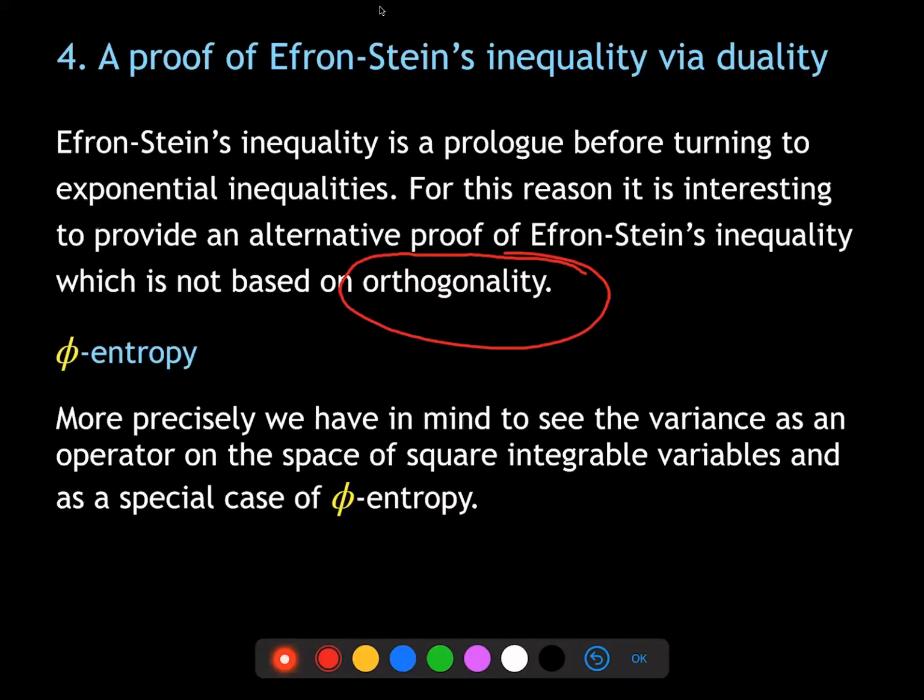So this means, in other words, that we have to interpret the variance slightly differently than what we have done right now. So the right interpretation is to look at the variance as a phi entropy. So what is a phi entropy? This is very simple to define.